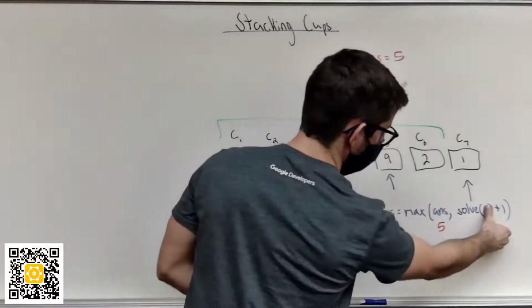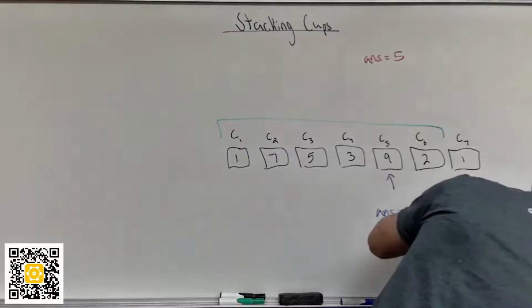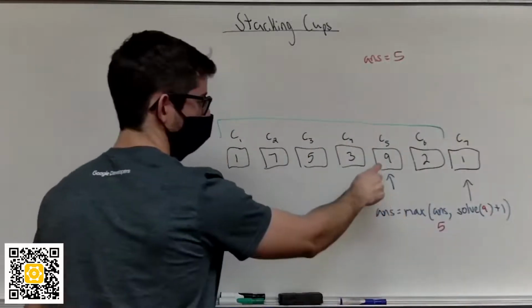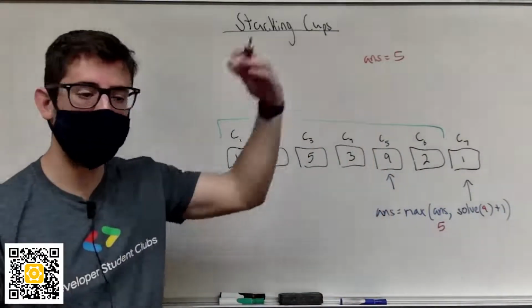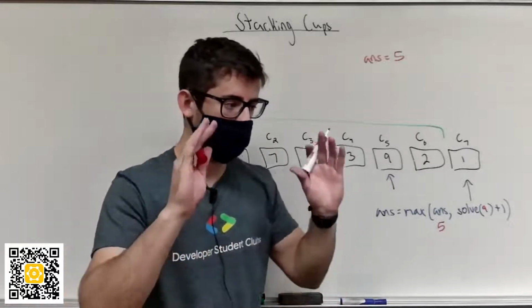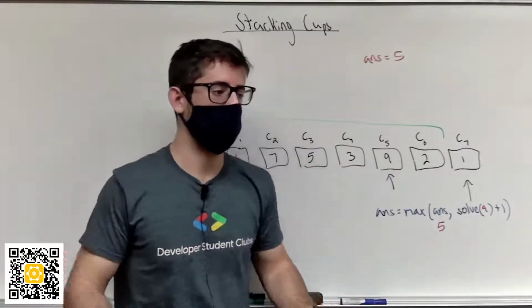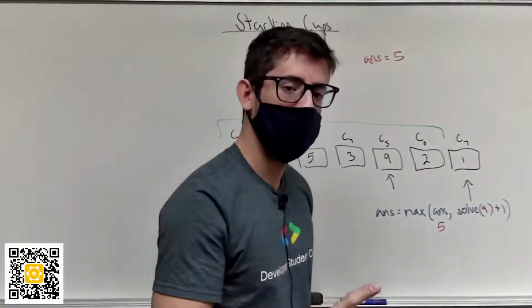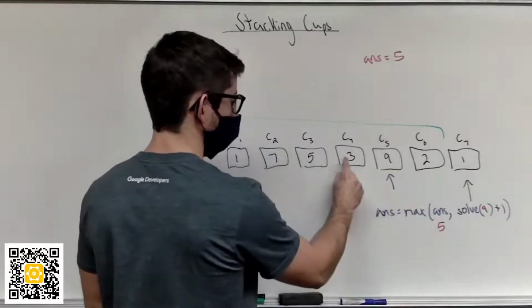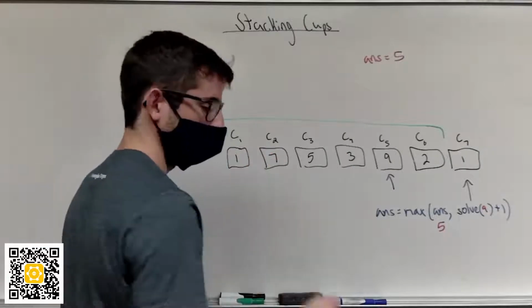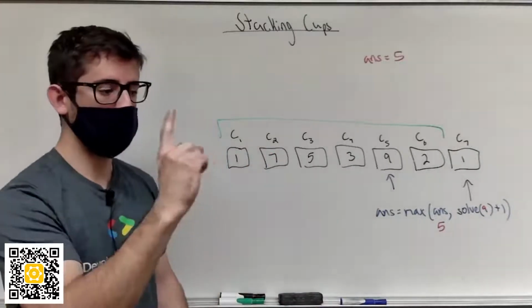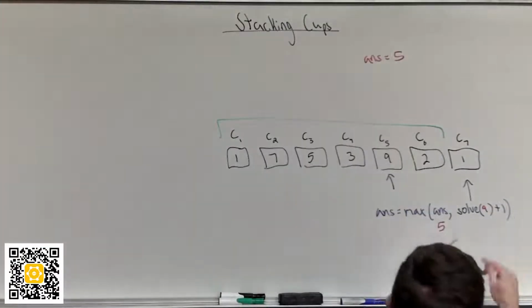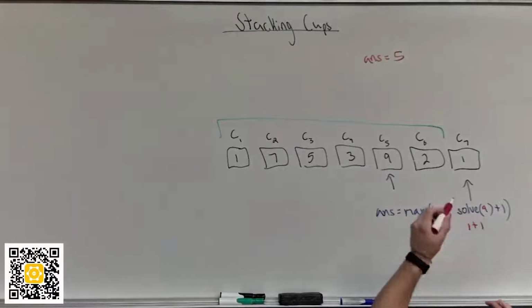And if we call solve 9, let's see. So solve 9, now we're in a recursive function. I want you guys to first visualize it. I'll write it out later, I swear. Solve 9, the best we can do is 1 cup. 9, right? Now we go before. Is there anything greater than 9? Nothing. So we just return 1. So solve 9 is going to return 1 plus 1, which is 2.